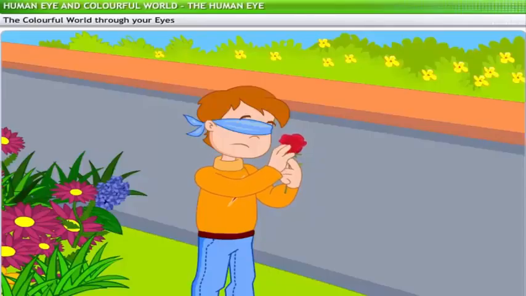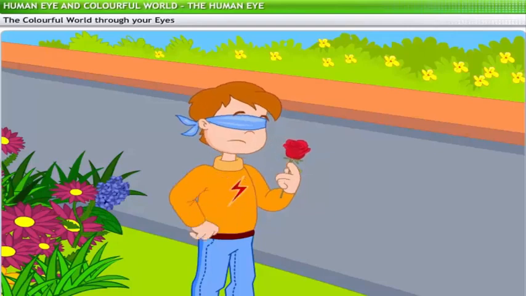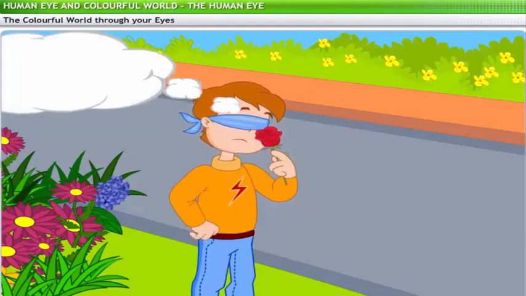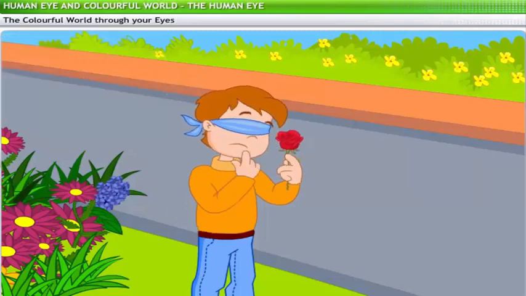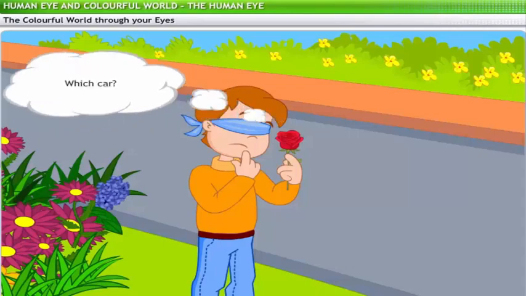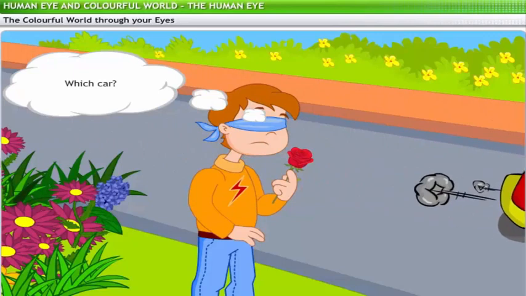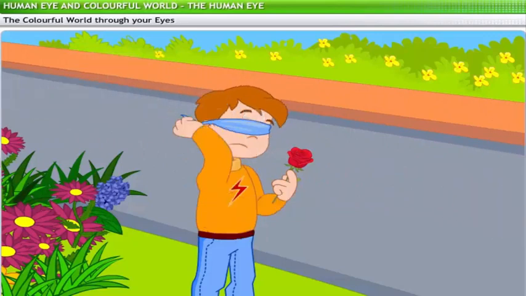You can identify a flower by smelling and touching it, but you can't identify a color without the sense of vision. Hear that honking sound? It's probably a car coming around the corner, right? Can you guess what kind of a car it is? Not really. Not without looking at it.